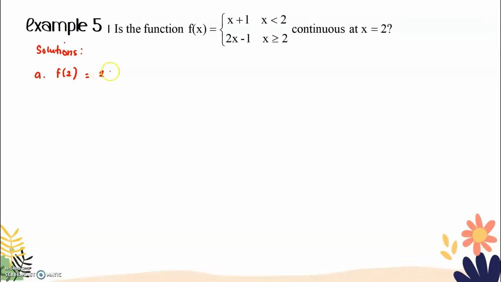So in evaluating f of 2, we will use 2x minus 1. Let's write it down: 2x minus 1. That's basically equal to 2 times 2 minus 1. That's 2 times 2, 4, minus 1 is 3. So f of 2 is 3.